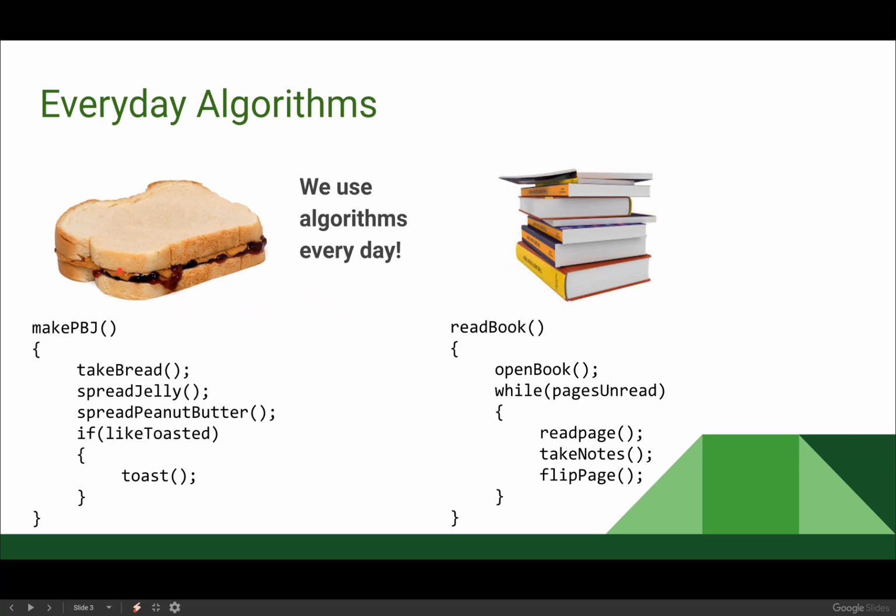So let's say I want to make a peanut butter sandwich. Your first step is going to be taking out your bread. Your next step is going to be spreading your jelly on one piece of bread. Your next step is going to be spreading peanut butter on your next piece of bread. You put them together. And apparently, if you like your peanut butter and jelly sandwiches toasted, then you're going to toast it.